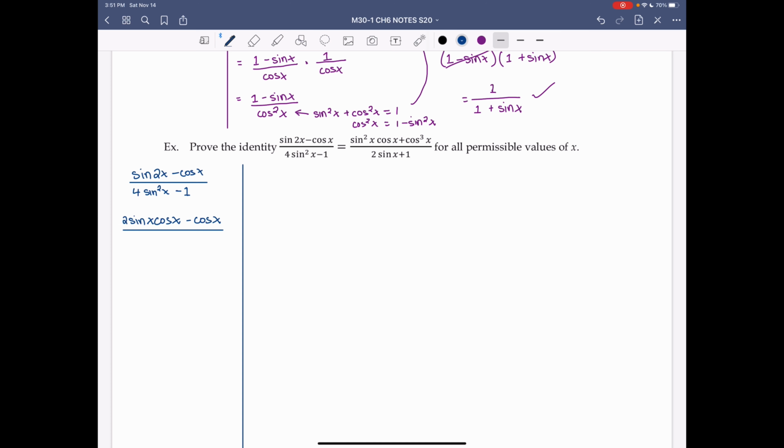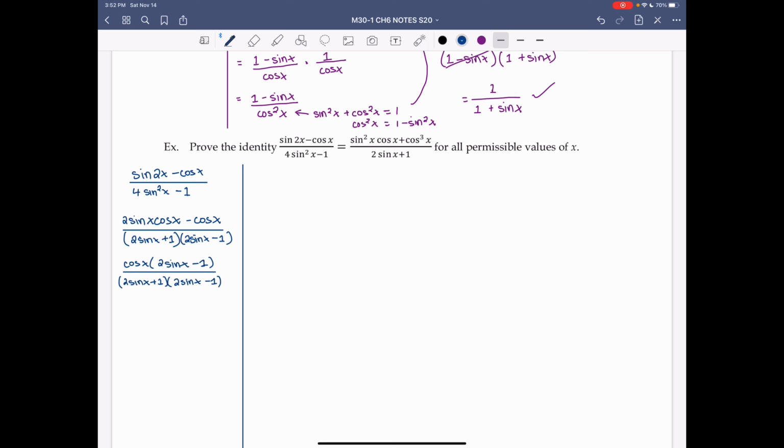the bottom, 4 sine squared x minus 1. That's a difference of squares, so I can factor that to 2 sine x plus 1 and 2 sine x minus 1. On the top, I can factor out cos x. We get cos x times 2 sine x minus 1 over 2 sine x plus 1 times 2 sine x minus 1.